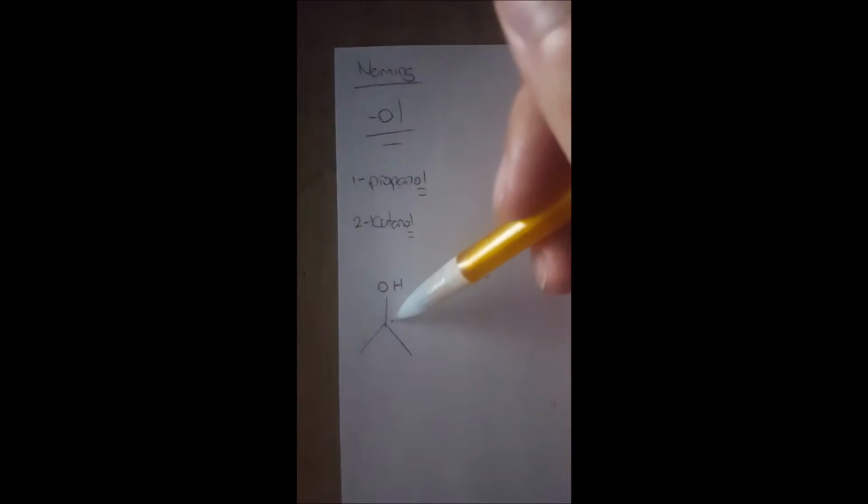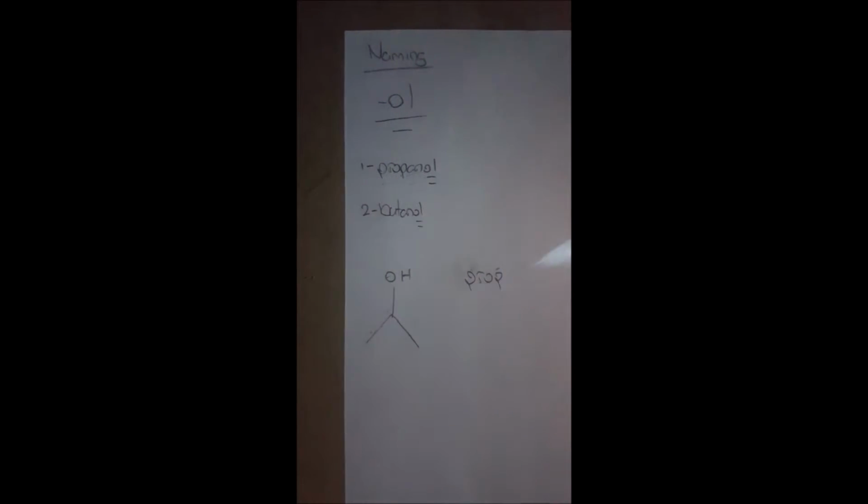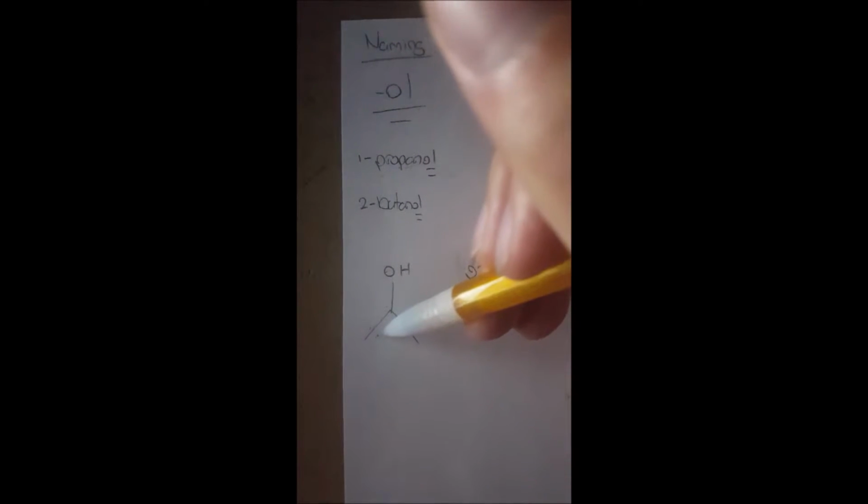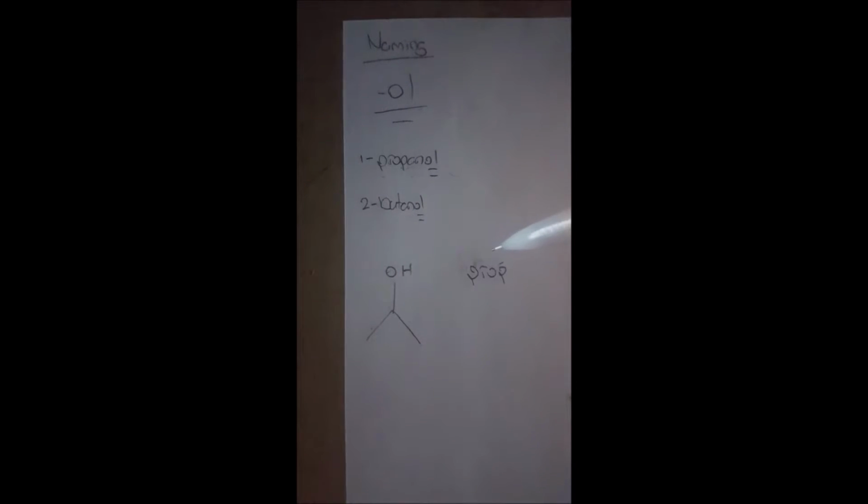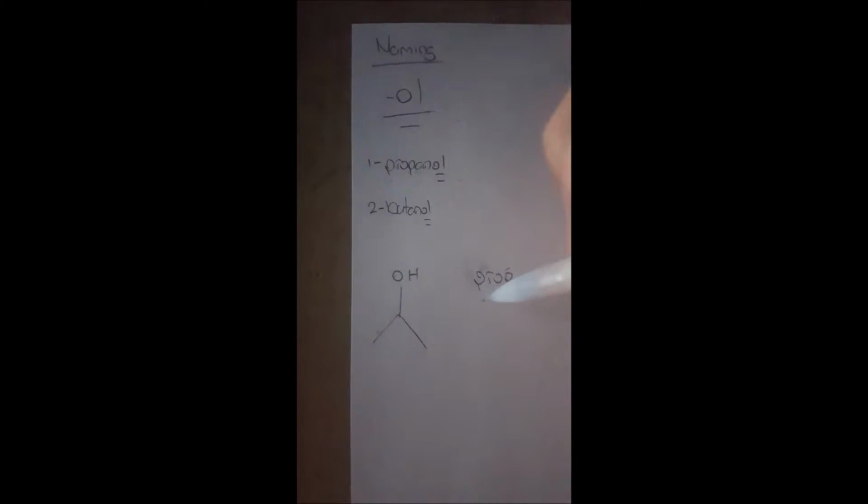counting the carbon chain. So 1, 2, 3. So this means that the root of the carbon chain is prop, meaning there are 3 carbons. So now we see that none of them are double bonds or triple bonds. So that would mean the other part of their name is ane. So propane.